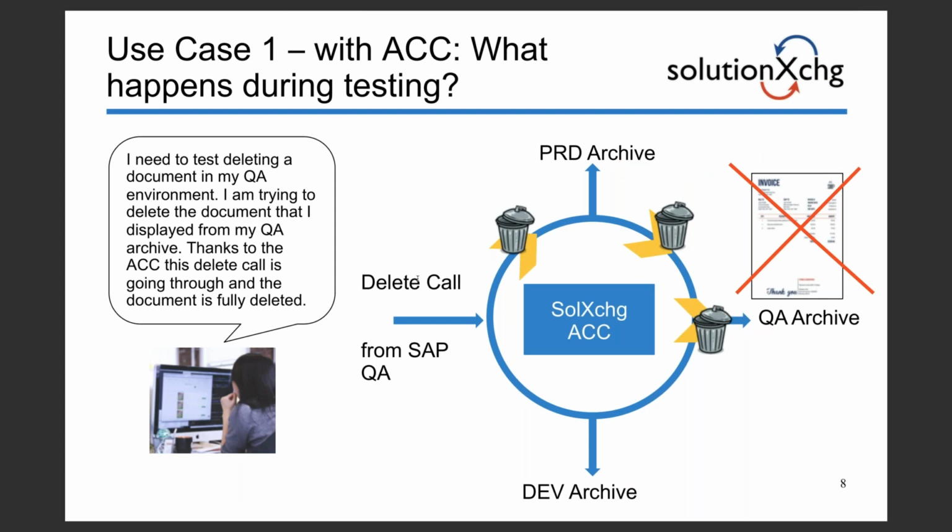Now, obviously, if I'm trying to delete a document that I have just created newly, then the call is routed to the QA archive. And because in the QA archive I have complete read-write capabilities, I can then successfully test and delete the document that was just created in the QA archive.